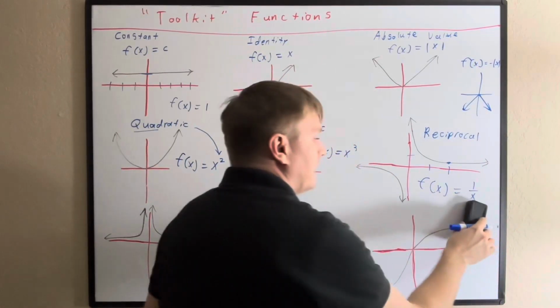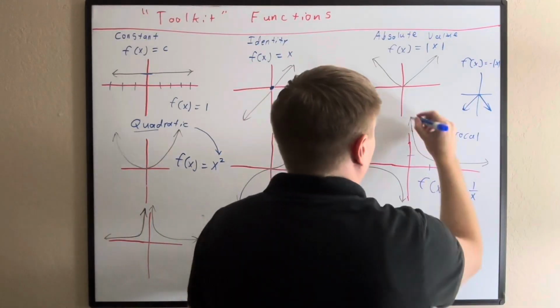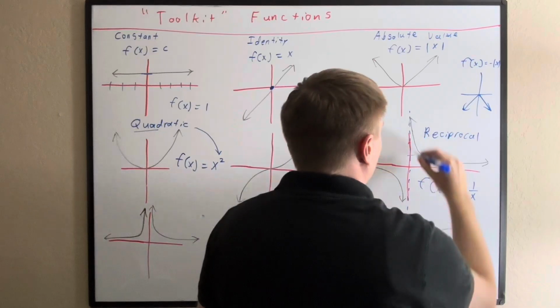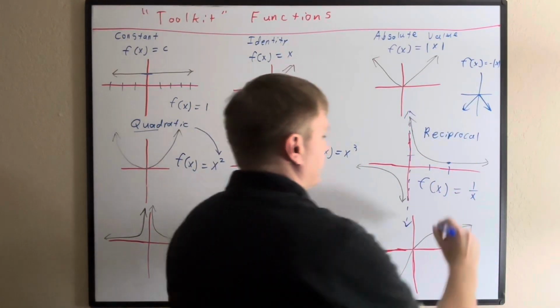But can your x be 0? No, it can't be 0. So you draw a dotted line here. That's an asymptote because x cannot be 0.